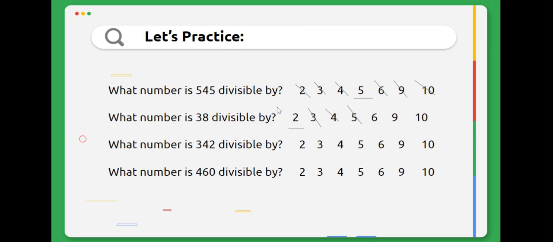Now, notice for 6, 2 worked, but did 3? Nope. So I guess it has to be both of them. It can't be just one. So that doesn't work. How about 9? Well, again, 3 plus 8 is 11. 11 divided by 9 is not an equal number, so that doesn't work. And it doesn't end in a 0, so 10 didn't work.